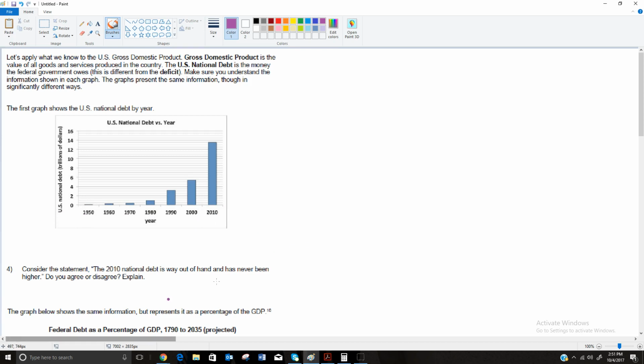So the first question says, consider the statement: the 2010 national debt is way out of hand and has never been higher. Do you agree or disagree? Again, usually when someone produces a graph, they're trying to elicit a response, not always, but oftentimes they're trying to elicit a reaction or a response for whatever they're trying to support.